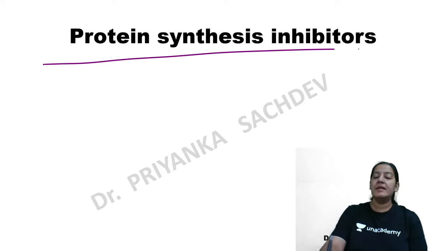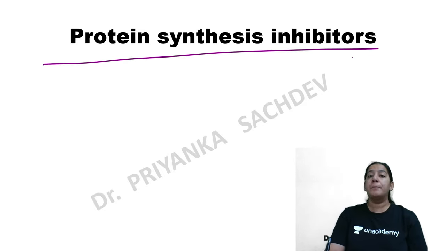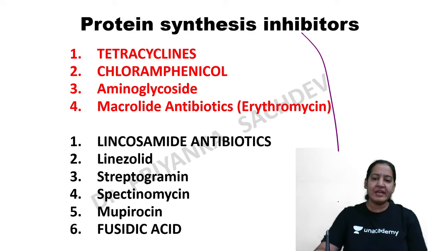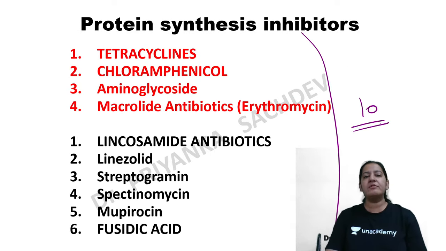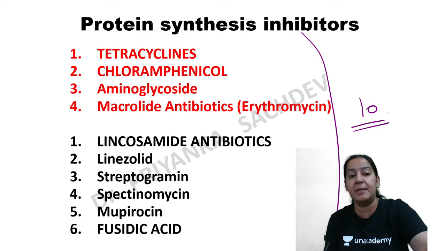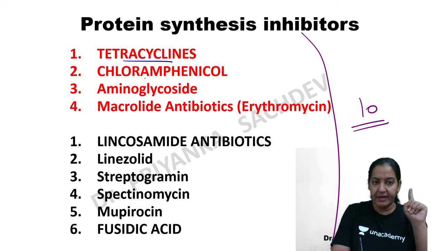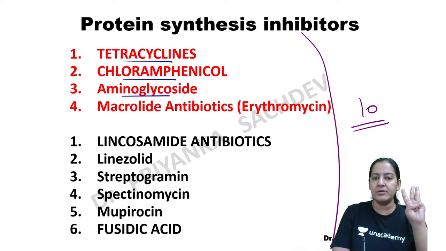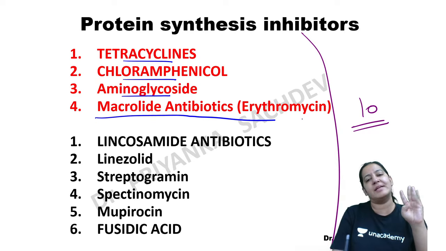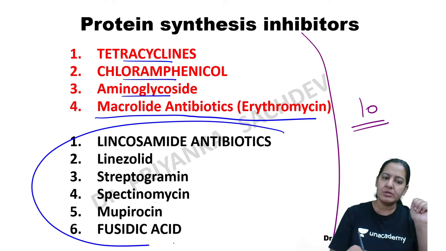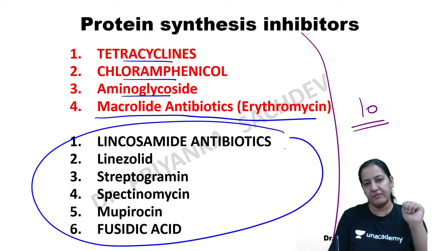So the antibiotics which inhibit protein synthesis inside the bacteria are all these. So total 10 drugs are important which inhibit protein synthesis inside the bacteria. The 4 most important among them are tetracycline, chloramphenicol, aminoglycoside and macrolide antibiotics, that is erythromycin. These 4 are the most important ones. These 6 are also important but relatively less important for the exams.